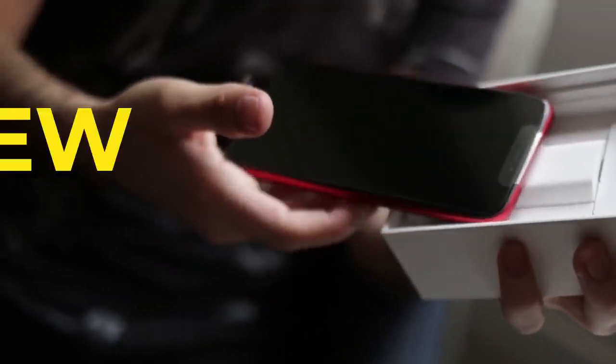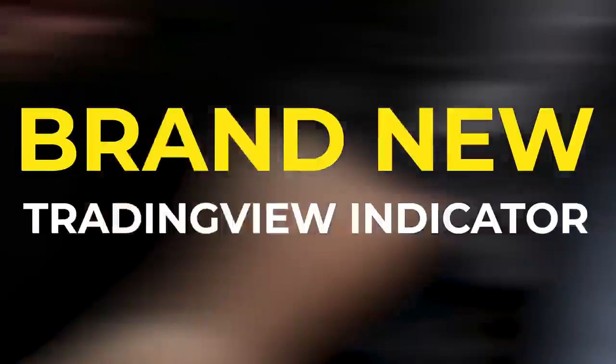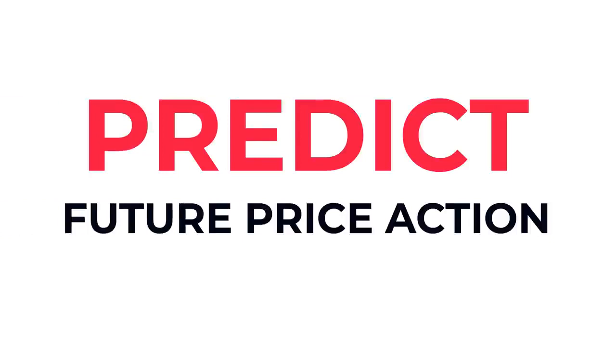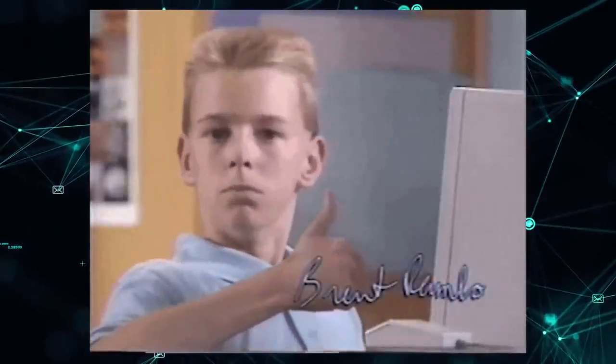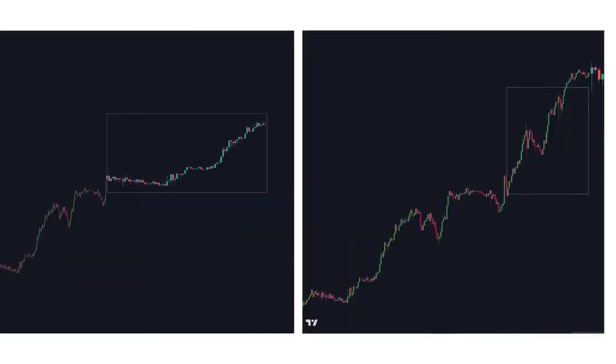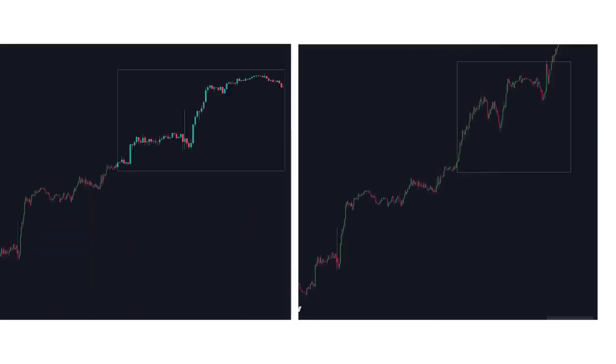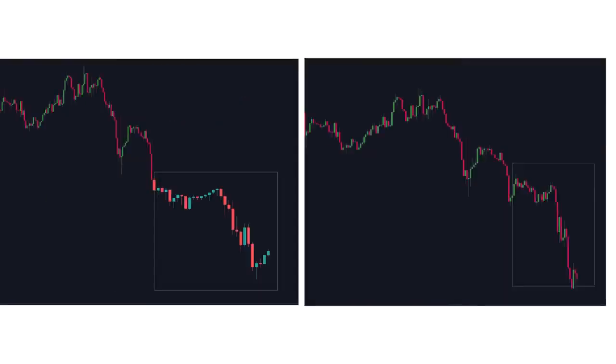I just found a brand new Tradingview indicator that can predict future price action of any trading asset. And the most interesting thing is it actually does a pretty good job. I mean, look at this. This is one prediction. This is the outcome. This is another prediction. This is the outcome. This is another prediction. And this is the outcome.